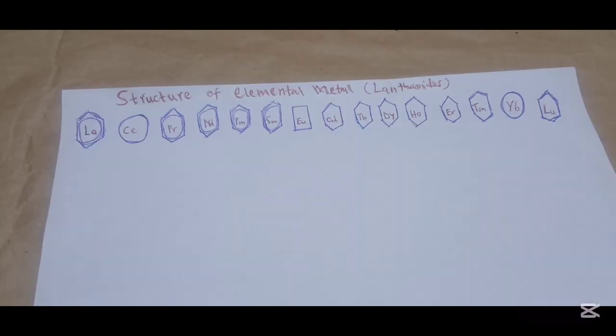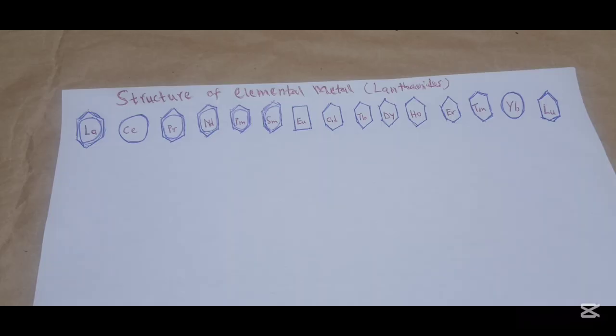Structure of elemental metals of lanthanide. So we know that the lanthanide series metals are made up of billions of atoms, right? And those atoms do not just sit randomly. They arrange themselves in repeating patterns called crystal structures. So those are the structures that we are going to look at.